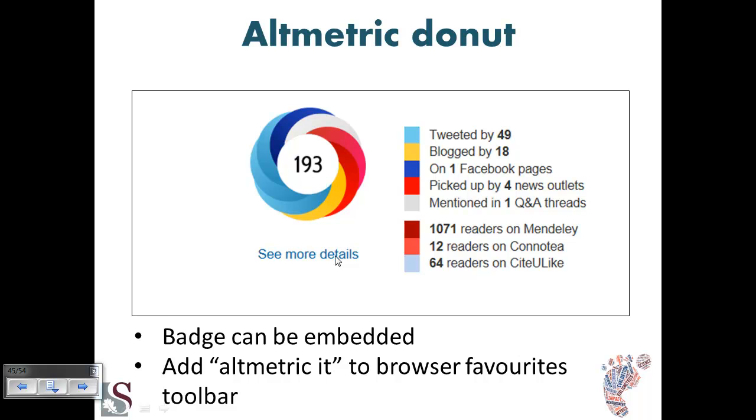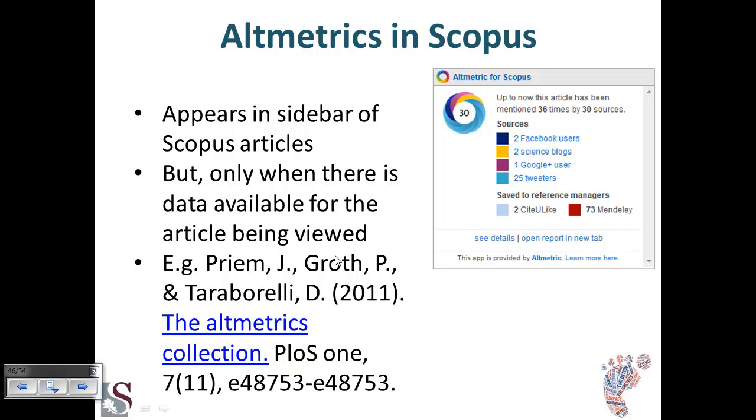Altmetrics is also available in Scopus. It appears in a sidebar of Scopus and will look like this. It's only when there is data available for the article that you are viewing, so not all articles will have it. There must be this type of data available. In this example, it will appear on the right-hand side of your Scopus bar.